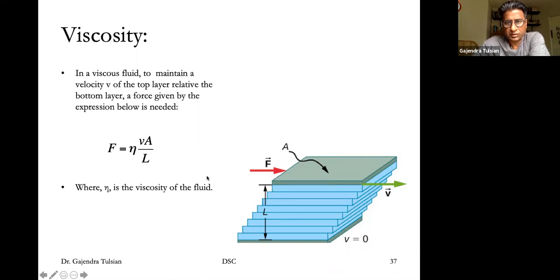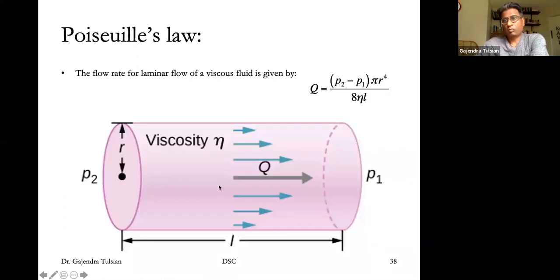That force is determined by the viscosity of the fluid. The viscosity is the friction in the fluid. V is the velocity of the plank, and A is the cross-sectional area of the plank, divided by the length, how far apart they are. So that is the thickness of the fluid. Anyway, here's where viscosity comes into play.